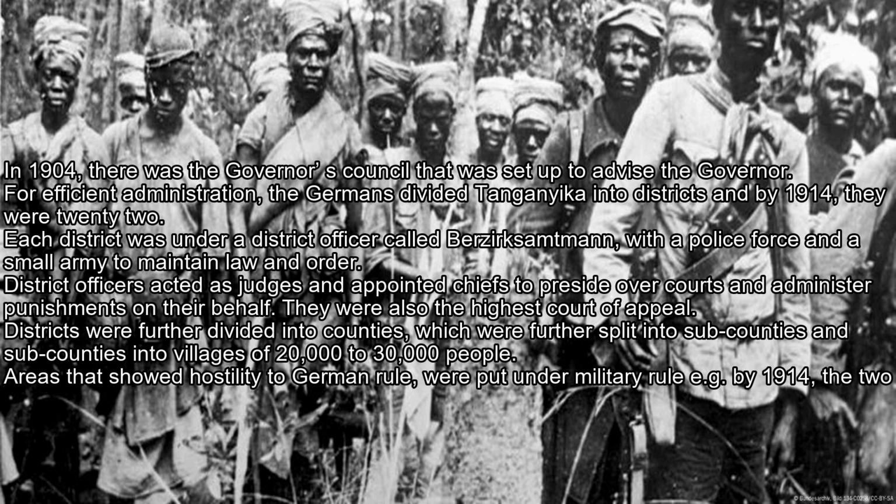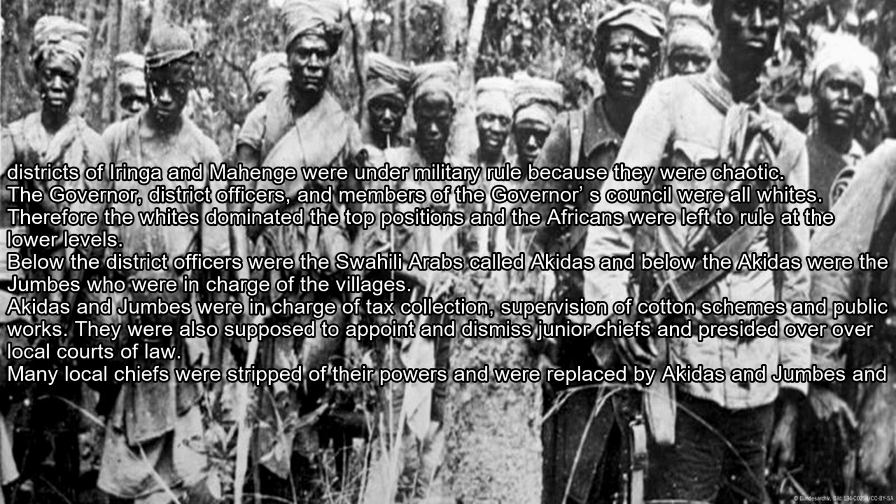They were also the highest court of appeal. Districts were further divided into counties, which were further split into sub-counties, and sub-counties into villages of 20,000 to 30,000 people. Areas that showed hostility to German rule were put under military rule, e.g. by 1914 the two districts of Iringa and Mahenge were under military rule because they were chaotic. The governor, district officers, and members of the Governor's Council were all whites. Therefore the whites dominated the top positions and the Africans were left to rule at the lower levels.